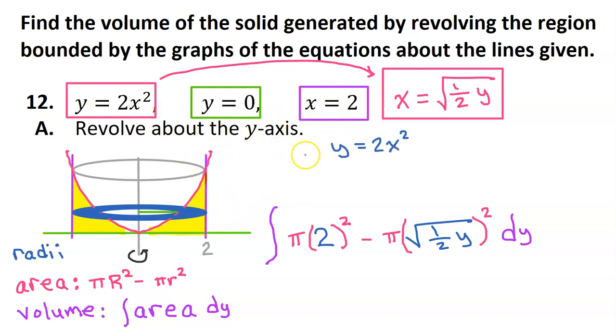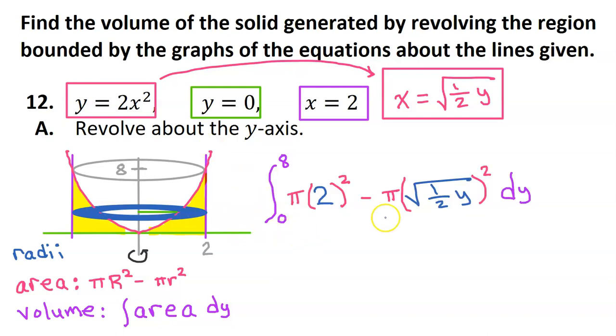Actually, because the vertical line is x equals 2, we're not going to set these equal to each other. We can just plug in the 2 for x. So we end up with y equals 2 times 2 squared, which is 2 times 4, which is 8. That tells us that the y-coordinate of the intersection point is 8. So the washers will be stacked from 0 to 8, and these are the limits of integration.